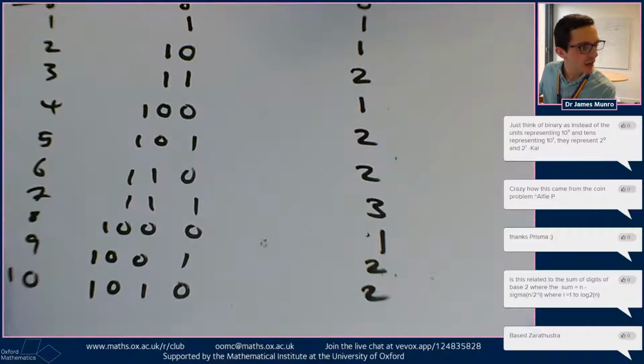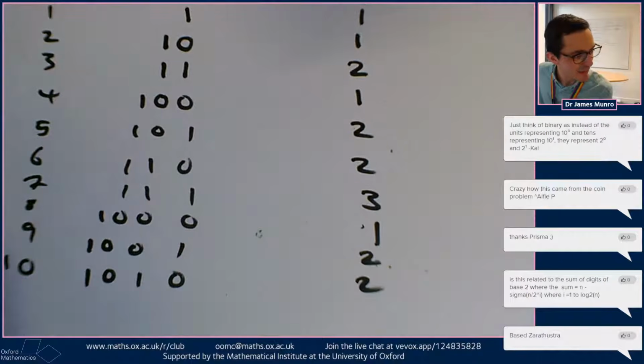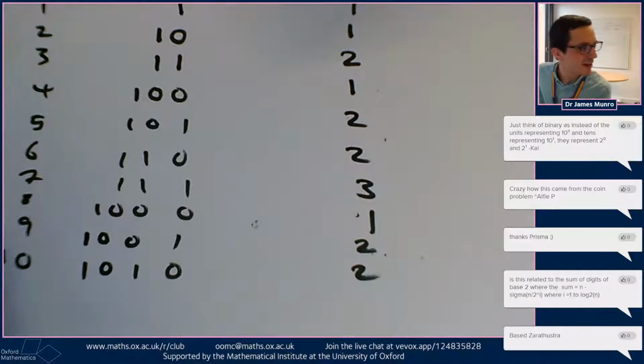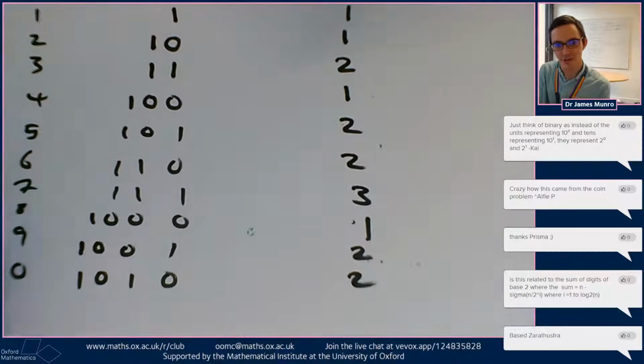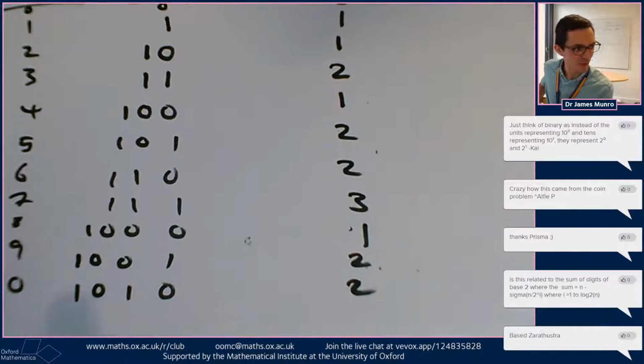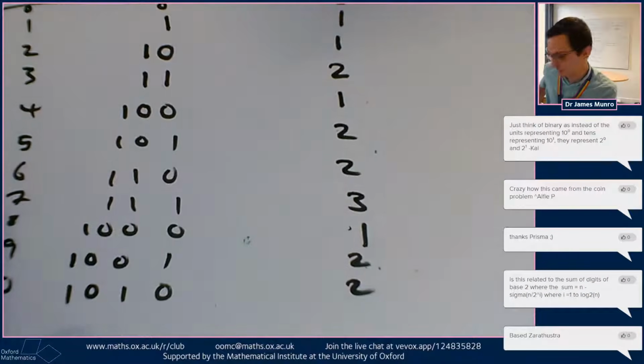Yeah. So it's good. Kai's got a really good description there. Look, Kai's worked out how to put powers into their chat. It always impresses me when people work out how to use scientific keyboards or whatever they've got. Instead of the units representing 10 to the 0 and the 10s representing 10 to the 1, they represent 2 to the 0 and 2 to the 1. And maybe we should stop calling them units and 10s. Maybe we should call them units and 2s.